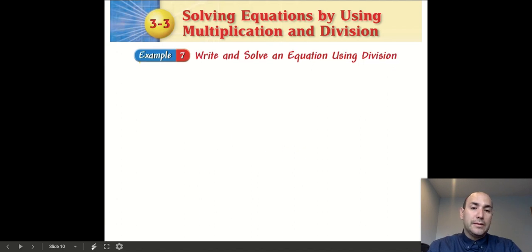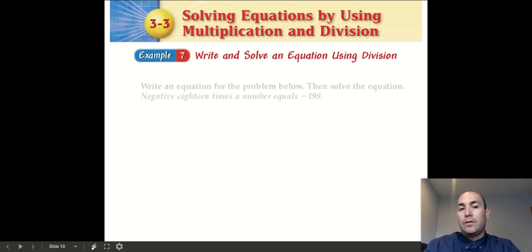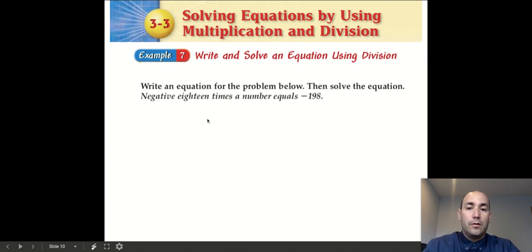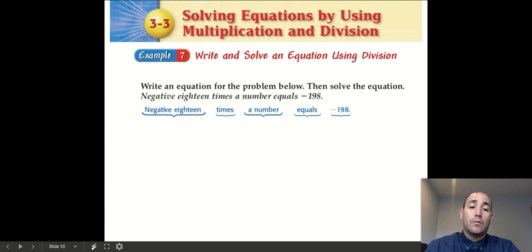Let's look at one last example. Here we want to write and solve an equation using division. It says write an equation for the problem below, then solve the equation. Negative 18 times the number equals negative 198. So when I'm writing my equation, negative 18 times n, a variable, a number, equals negative 198. And here I get negative 18n equals negative 198. That's my equation written out in a more succinct way.